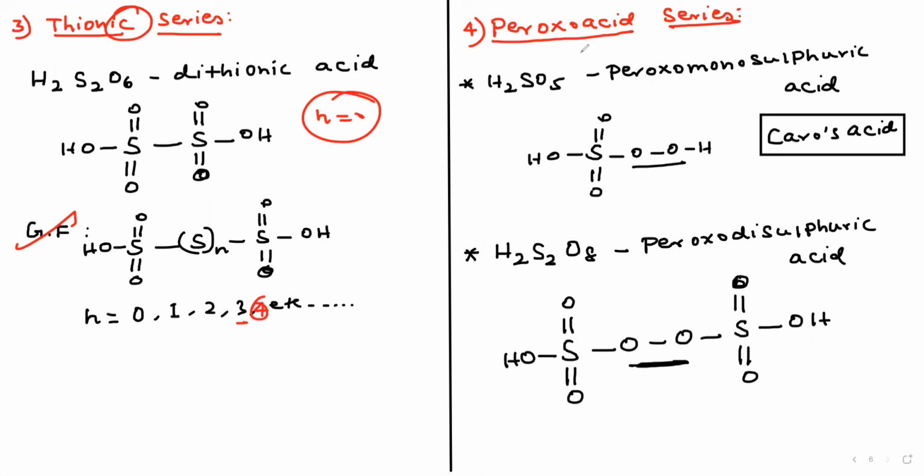Then we discussed previously, just now, the peroxo acid series, right? There will be H2SO5. What is the name of this one? Peroxo monosulfuric acid. Please, very important. What is the common name? Caro's acid. Very important from the exam point of view. This is the O-O bond, peroxy bond. A second example I discussed already. H2S2O8. That is peroxodisulfuric acid. Okay. I get one O-O bond, peroxy bond.